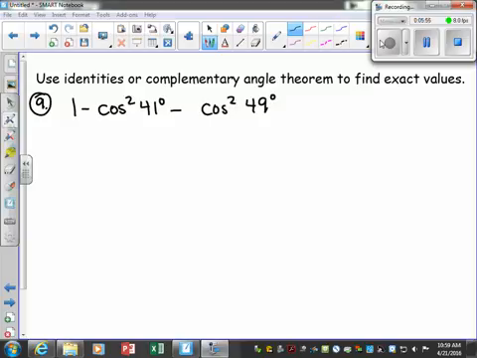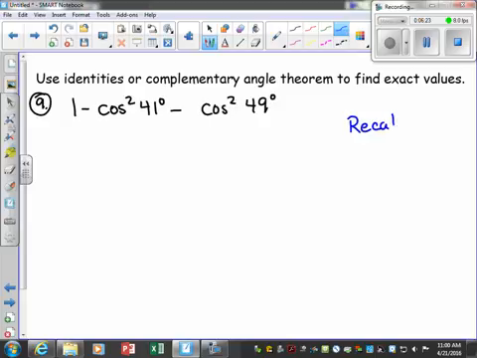Okay, so number 9, we have 1 minus cosine squared of 41 degrees minus cosine squared of 49 degrees. These are not like terms in the sense that it wouldn't be the same angle minus the same angle, so we're going to have to do some work here. Now, the fact that I see some squares going on and they told me identities, the first thing that comes to mind is to recall some of my Pythagorean identities.